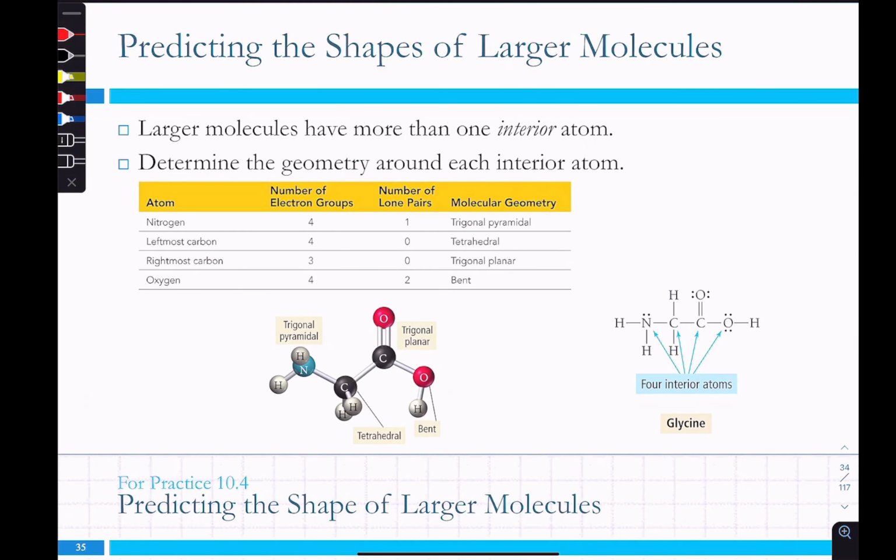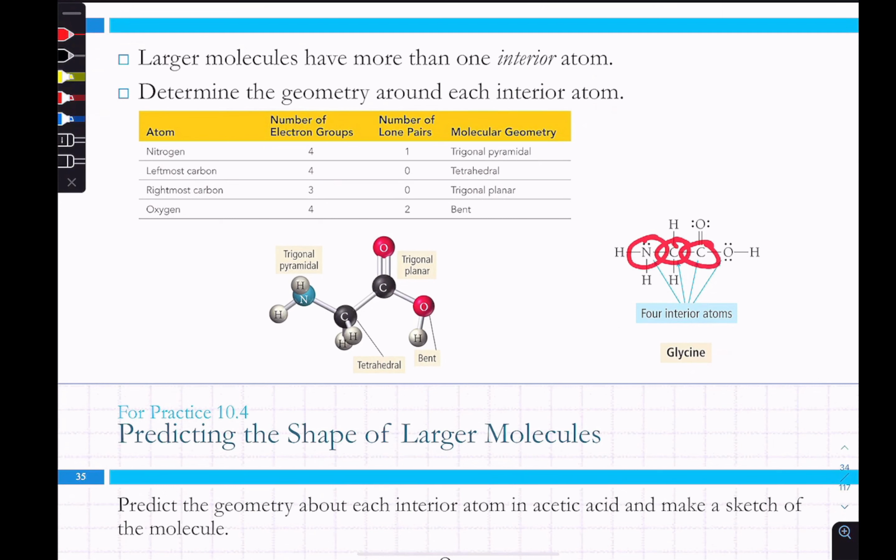Like I was saying with larger molecules, here we've got multiple quote unquote central atoms. The nitrogen, the carbon, and then this carbon, and then even this oxygen over here. We can predict the geometries of each of those individually using VSEPR theory. These are our interior atoms. And it's the oxygen, oh, dang it, literally just did it again. It's the oxygen and not the hydrogen.